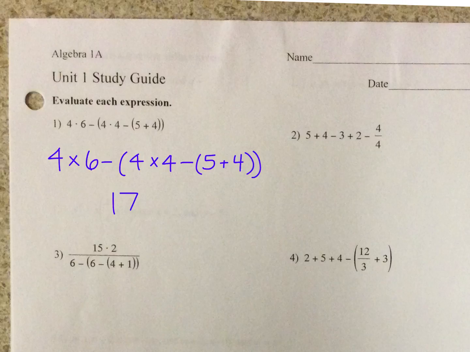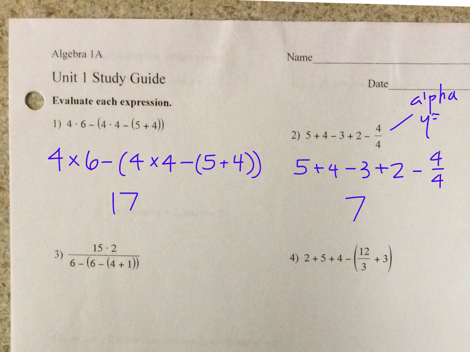The next one you put in the calculator just like you see it, 5 plus 4 minus 3 plus 2 minus, now you have to hit alpha y equals to make a fraction, and then just put 4 over 4 as a fraction. Type it in your calculator, your answer should be 7.